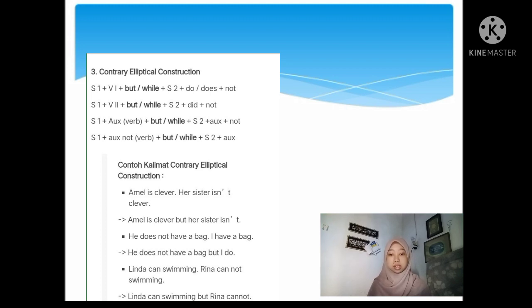2. He does not have a bag. I have a bag. Or he does not have a bag, but I do. 3. Linda can swim. Rina cannot swim. Or Linda can swim, but Rina cannot.